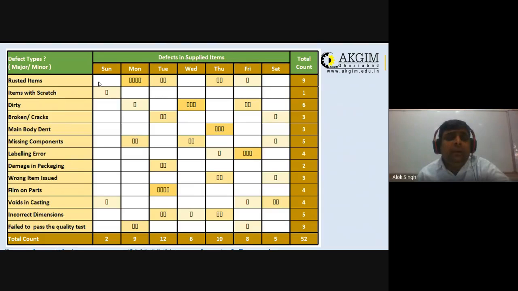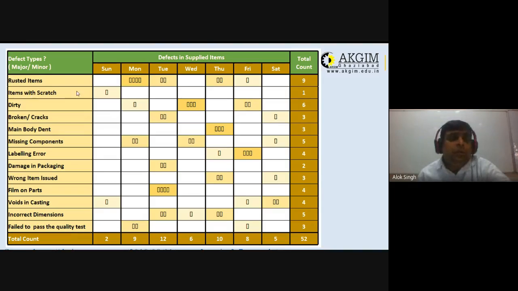So you may see the defects in supplied items. On Sunday there is no defect. On Monday the total count is 1, 2, 3, 4, total count is 4. Okay. On Tuesday there are two such defects. Wednesday there is no defect. Thursday there are two such defects. Friday there is one defect, and Saturday there is no defect. So the total count of the defect rusted item is 9 that you have got from your supplier.